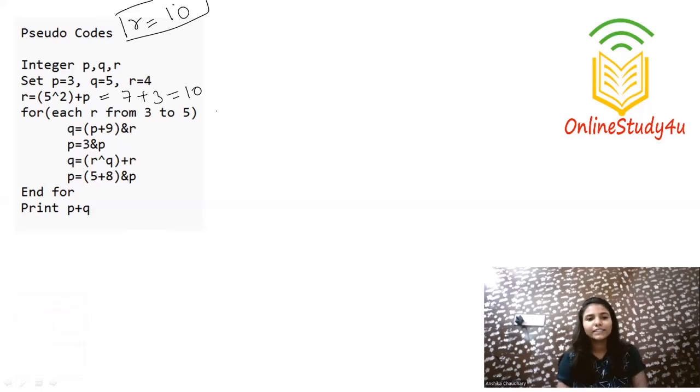Yes. So let's come into the for loop. What is the for loop? For each R from 3 to 5. So R value will go from 3 to 5. R is here 3 and it will go up to 5 and every time it will be incremented by 1. Okay.